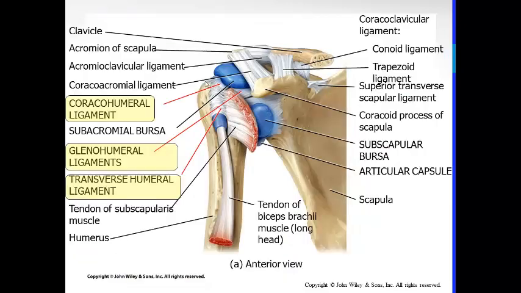Here are other examples of the ligaments that hold and bind the two bones together. For instance, if you break the word in half, you'll see the parts that are coming together, like glenohumeral ligaments bind the glenoid cavity to the humeral part.